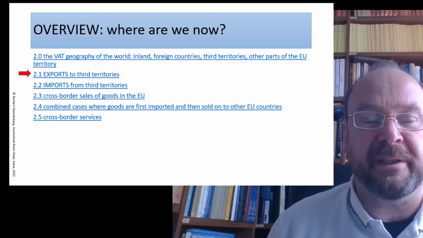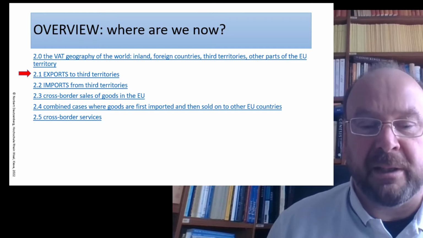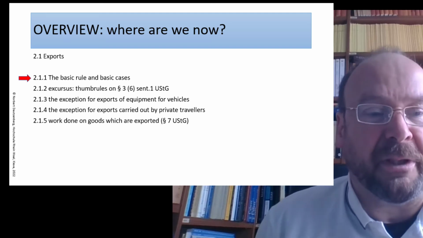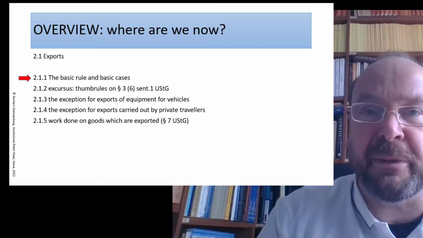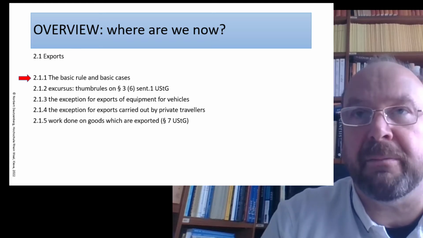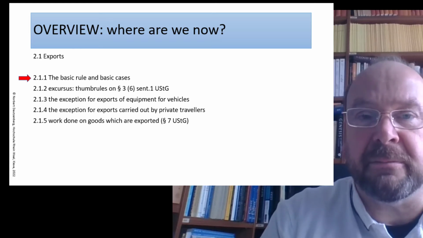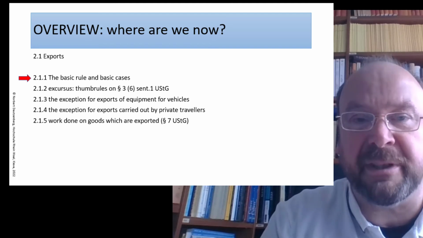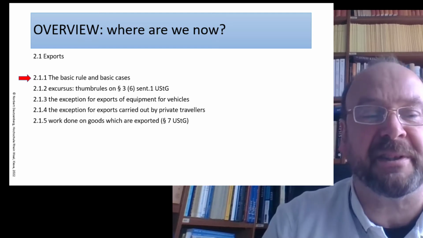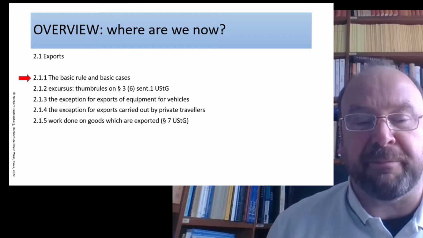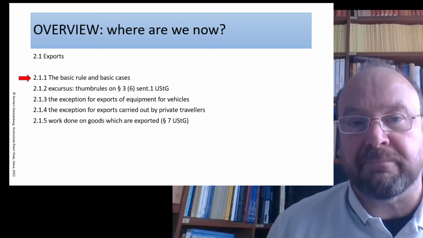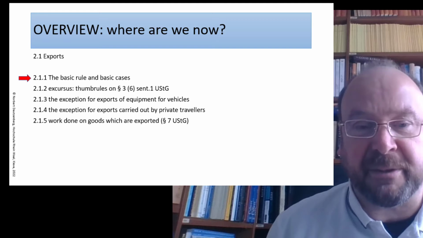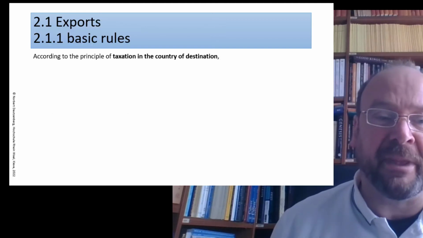So we are here in the beginning of our chapter, and if we look at exports, then all in all, we will have to talk about the basics. We will have to remind you of some aspects of the rule of 3-6, so that the place of delivery is where the movement of the goods towards the customer begins. Then there will be some exceptions to be named, and then we know all the basics on exports. So let's begin with the basics.